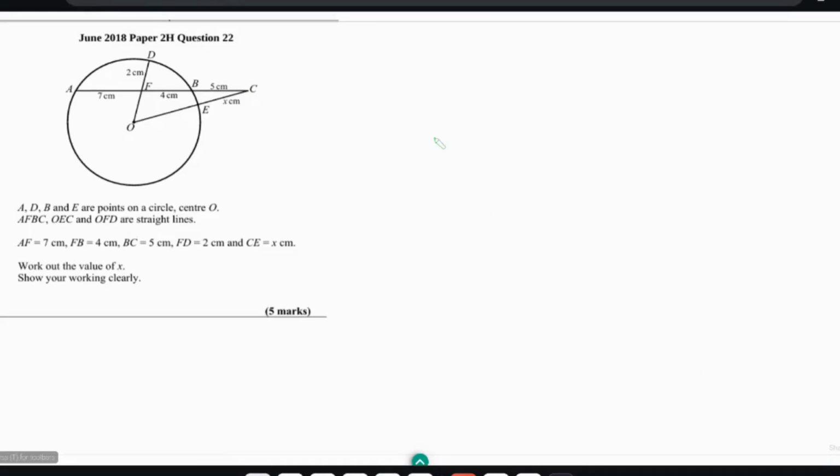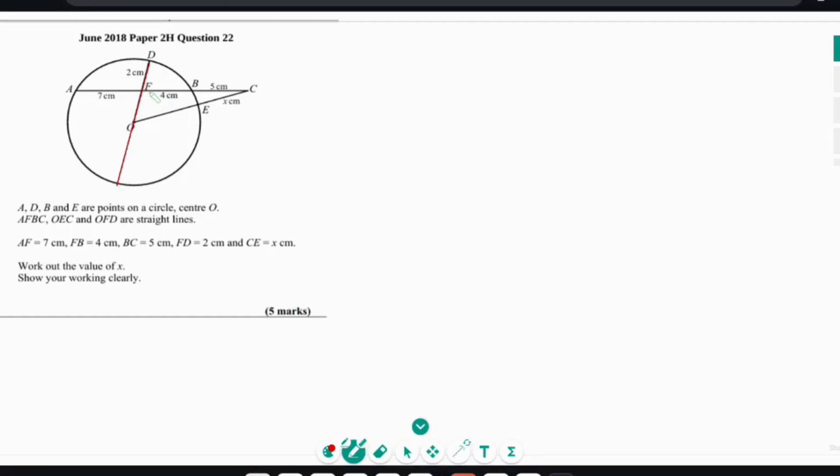Okay, last question here. Work out the value of x. Okay, so we know this topic is intersecting chord theorems. Do we have any intersecting chords? Well, we've got AB here crossing DO, but DO isn't a chord, is it? It's a radius. So let's extend that here.